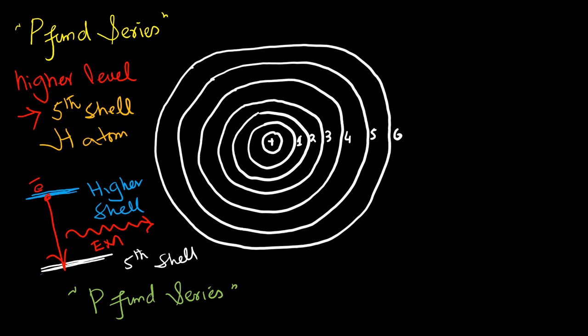We can represent it as follows. This is the fifth energy level, and suppose we have an electron in the sixth energy level and it jumps into the fifth energy level, and similarly an electron from any other higher energy level, suppose the seventh, jumps into the fifth energy level. So electrons jumping from these higher energy levels into the fifth energy level will produce a series of electromagnetic radiations, and these are known as the Pfund series.